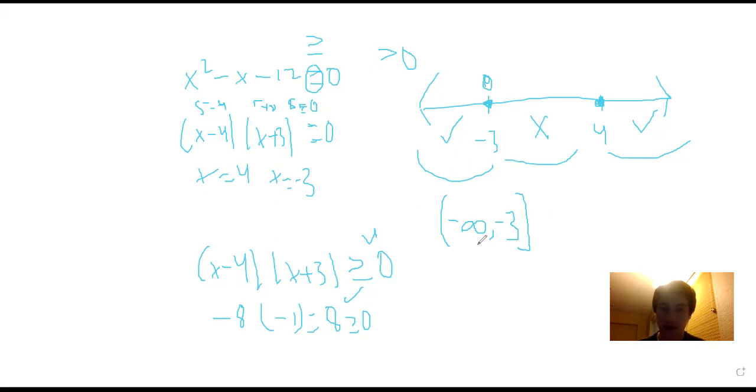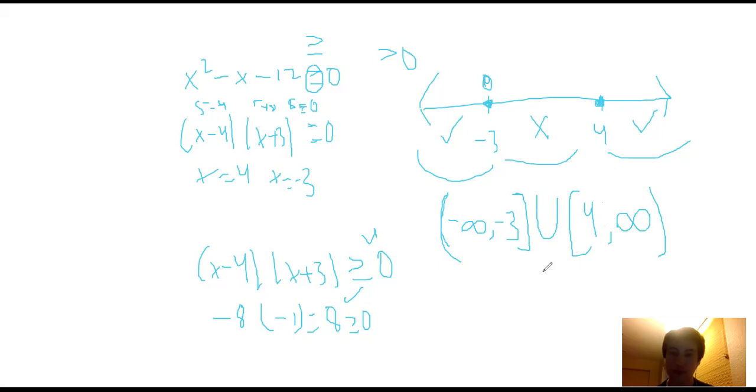But back to our problem. Negative infinity to negative 3 with a bracket. You always want to be able to tell the difference between parenthesis and bracket. And because there are two intervals, we put a U for union. Union, then another bracket, because 4 has a closed circle, greater than or equal to 0. So 4, comma, infinity, parenthesis. All right, so that would be our answer. Okay, thank you.